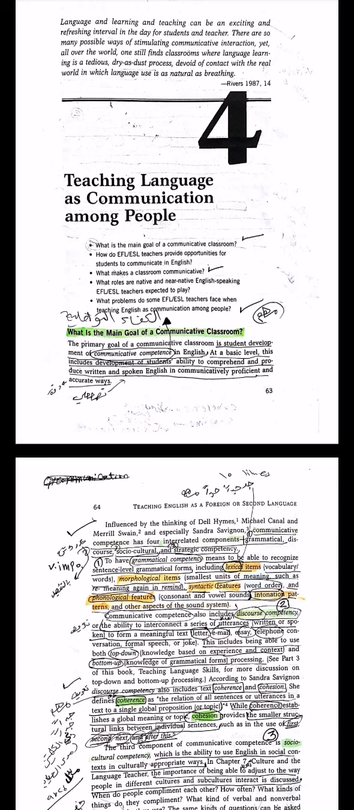At basic level, this includes development of student ability to comprehend and produce written and spoken English in communicatively proficient and accurate ways. This is the definition of communicative competence, very important. Take into mind, you may face this in the exam. It is the development of student ability. So students should be able to comprehend language and produce language in social act and social context.